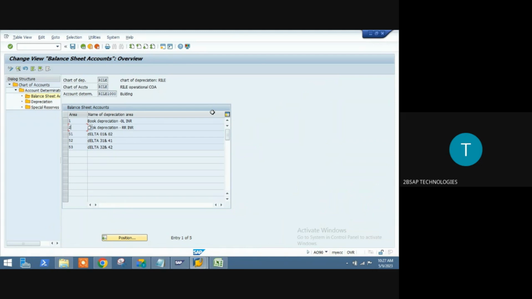Okay. In this case, what is required? Where you are generating your reports? P&L or whatever balance sheet? Where you are going to generate? Ledger.